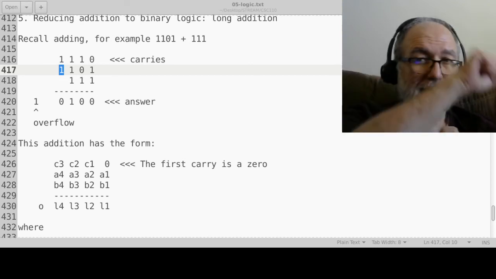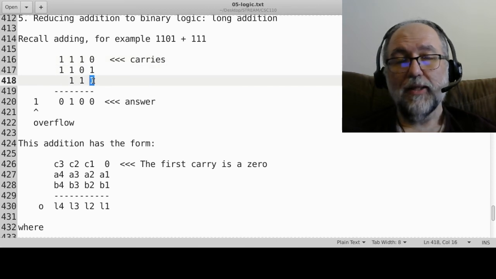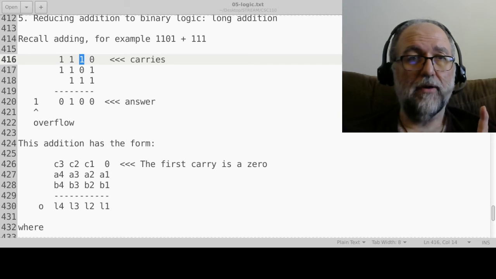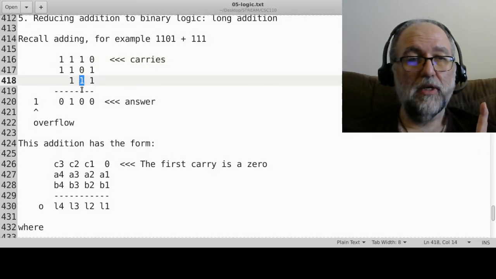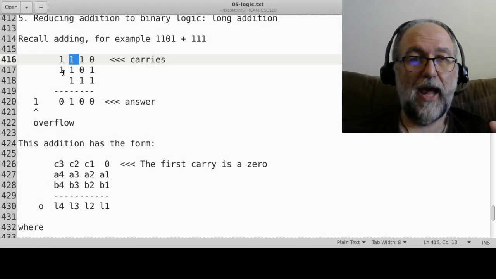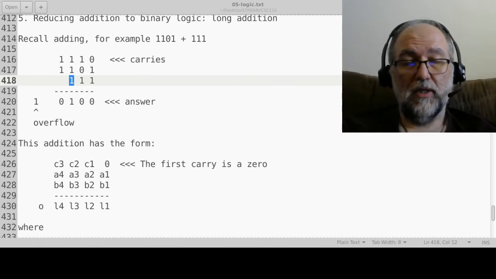Also, they kind of cascade into one another, because when you do the first 3-bit addition, the carry flows into the second 3-bit adder. And then when you do that addition, the carry flows into the third 3-bit adder. And then when you do that addition, the carry flows into the last 3-bit adder. And so the 3-bit adders kind of cascade into one another.